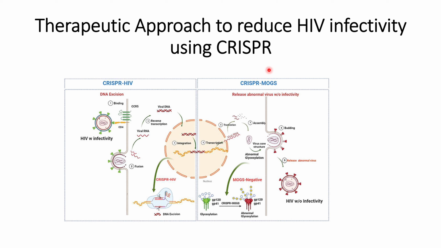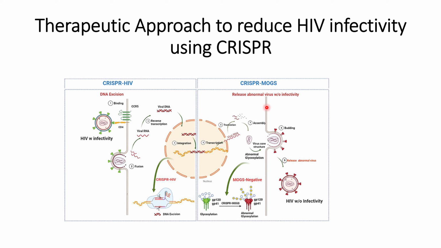So here, the researchers modified the MOGS knockout in the T cells, so that when the HIV virus infects the T cells, it will not acquire its native structure, and therefore the HIV virus reproduced by those modified T cells will be ineffective. So that will lead to reduced infectivity of the virus.